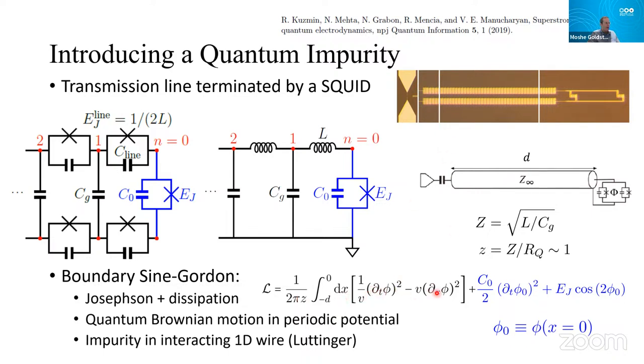So the waveguide has this continuous description in terms of some bosonic field phi. It's basically the superconducting phase. Phase difference is like electric current. And then there is the last element, which has capacitance, and also it has the Josephson energy. And this is a well-known Lagrangian, or the corresponding Hamiltonian. It describes a Josephson junction coupled to an environment, which was studied by many people over the years. It's also like a quantum Brownian motion in a periodic potential. It's a particle in a periodic potential coupled to a bath. Or it can describe an impurity in an interacting one-dimensional quantum wire, provided you use bosonization.